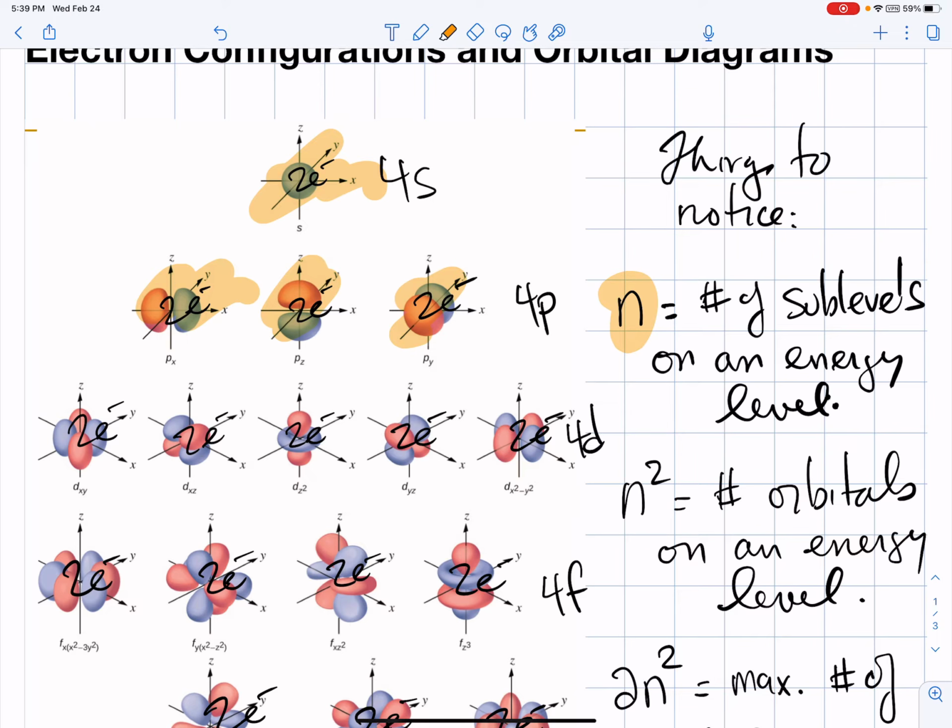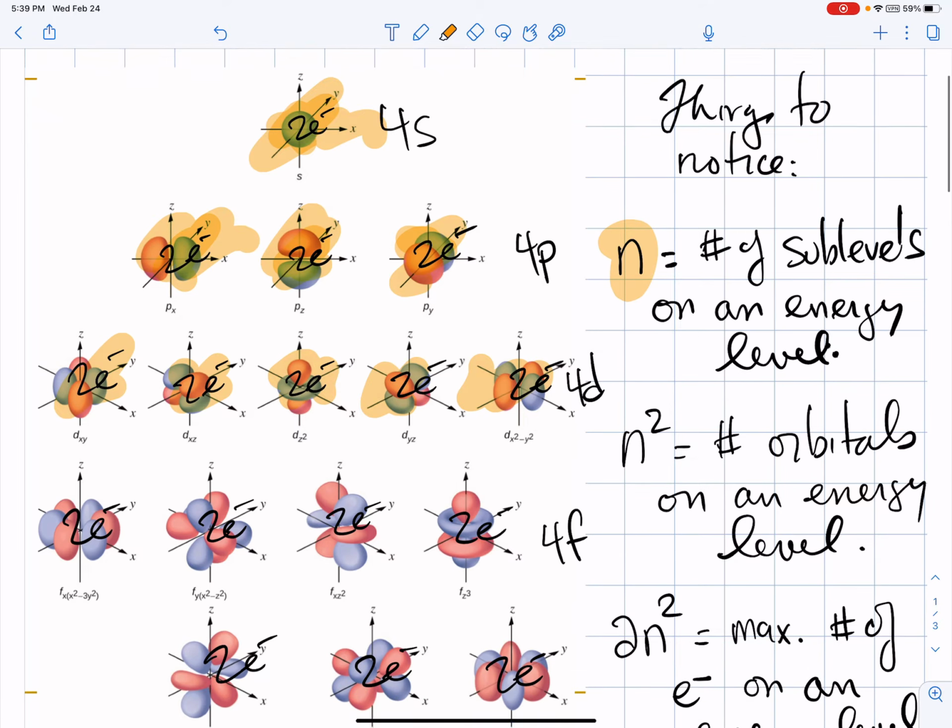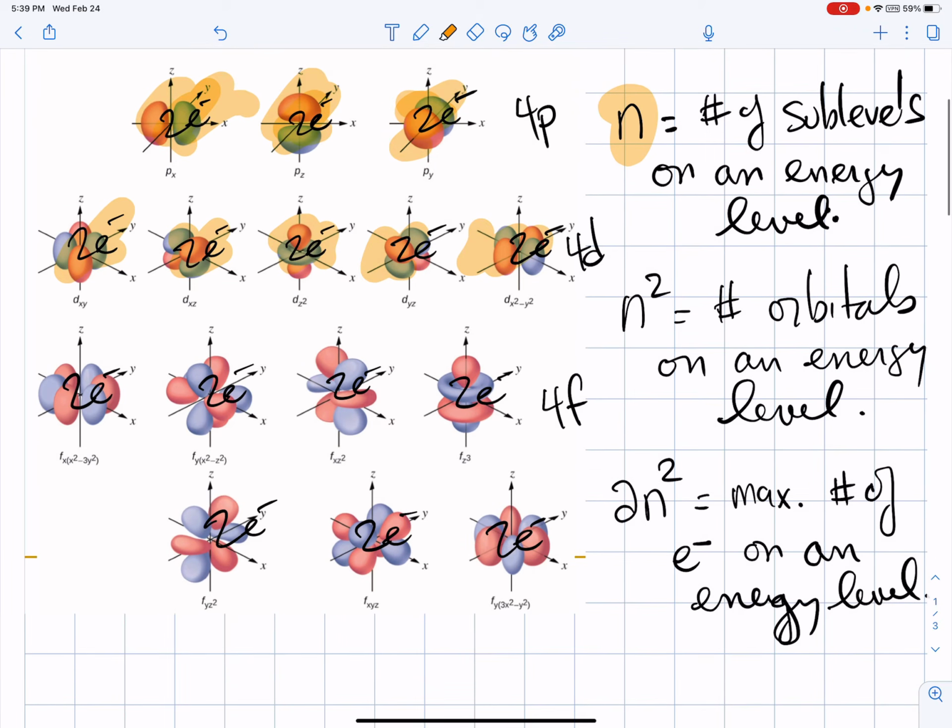When you get to level 3, 3 squared, there will be 9 orbitals. What are the 9 orbitals on level 3? Well, there's 1 3s, there's 3 3p orbitals, and there are 5 3d orbitals. 5 plus 3 plus 1 is 9 orbitals in total. So you can see that n squared is giving us the total number of orbitals on each energy level.